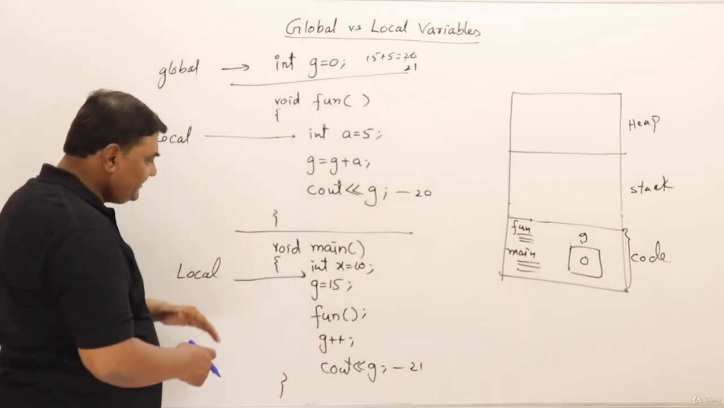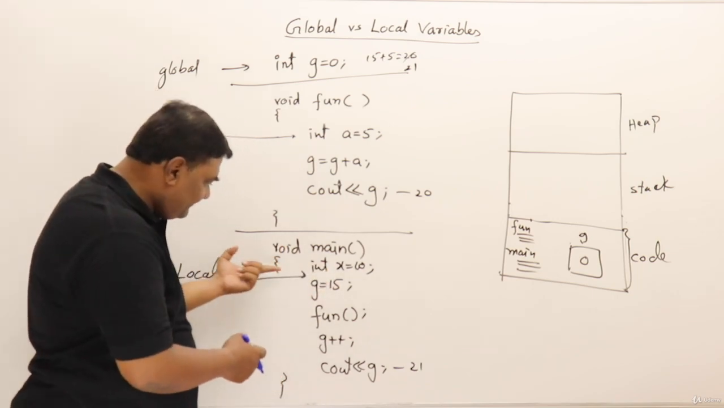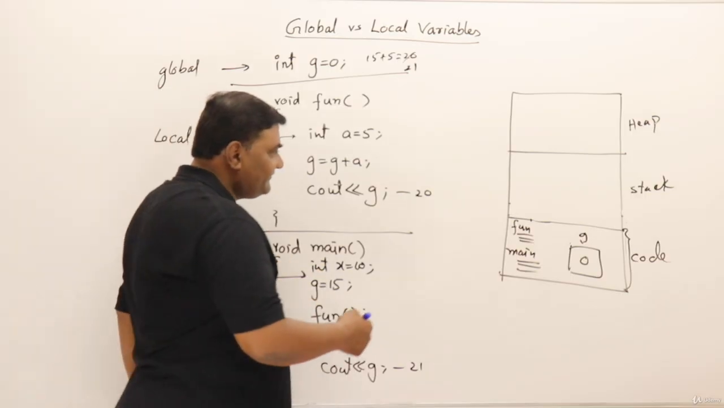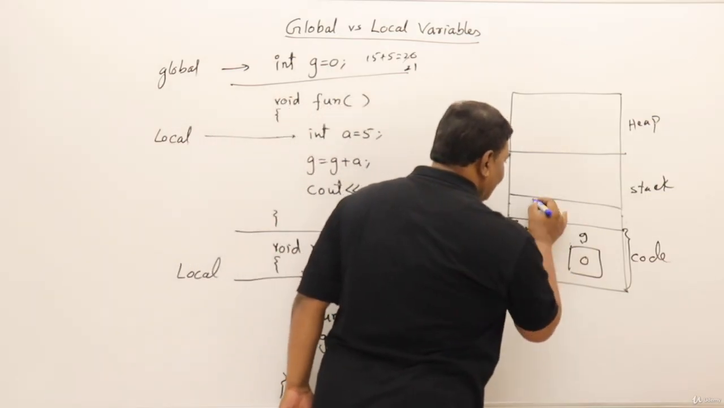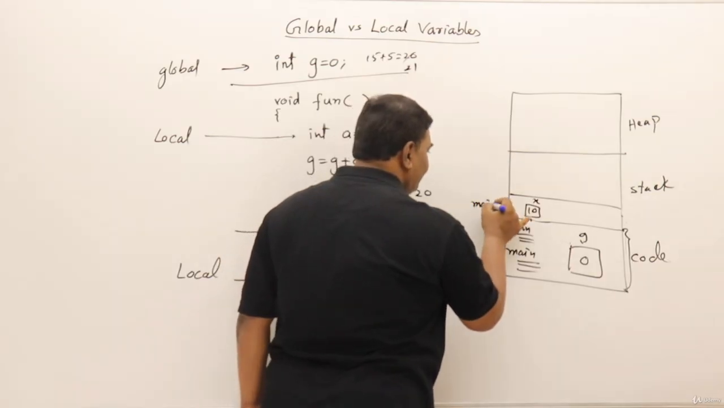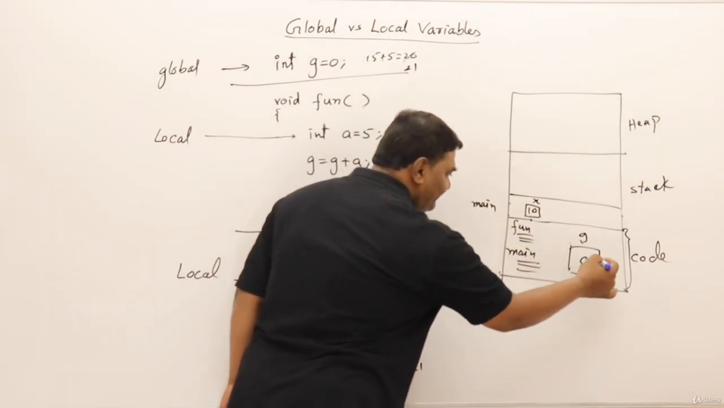Now let me continue execution. First of all, the main function is called. The main function has one dummy variable. I have taken it just for the sake of this diagram. So for main, x is created, having value 10. This is for main. The next is g assign 15. So main can access this one and it will become 15.